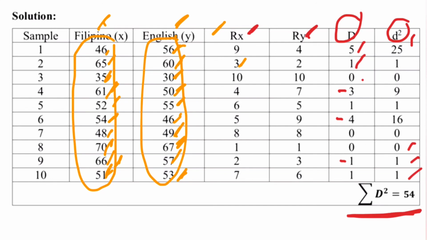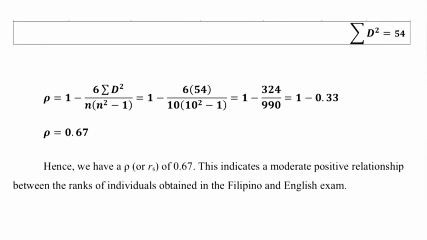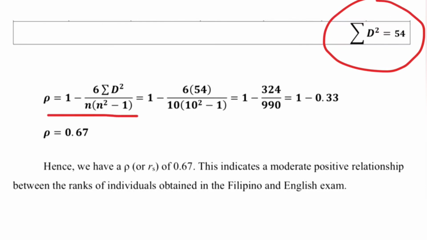Okay? We can now proceed doon sa ating paggamit ng formula. So, ito yung ating pinaka-value ng summation of d squared. We have 54. So, given this formula, substitute natin yung value. 1 minus 6 times 54, then 10, which is the number of sample na meron tayo. 10 squared minus 1. 1 minus 324 all over 990 is equals to 1.033. So, pag pinag-subtract natin itong dalawa, ang lalabas na sagot ay 0.67.